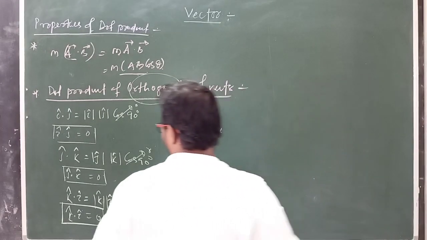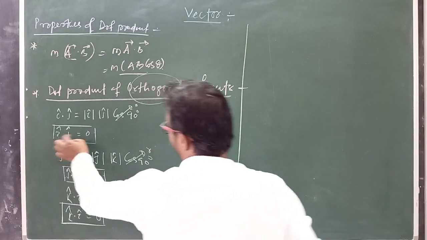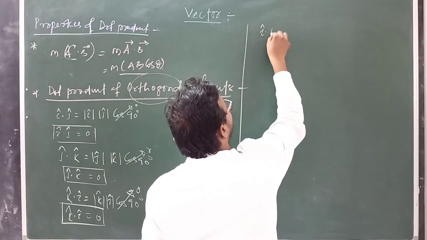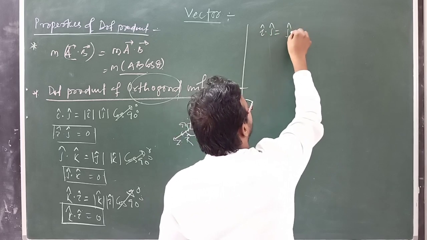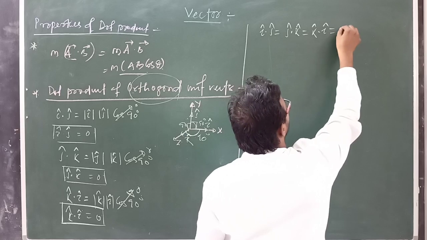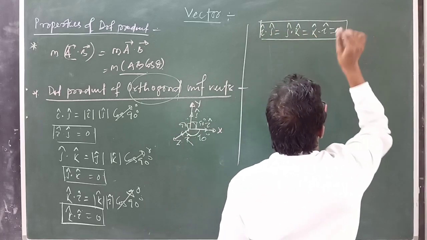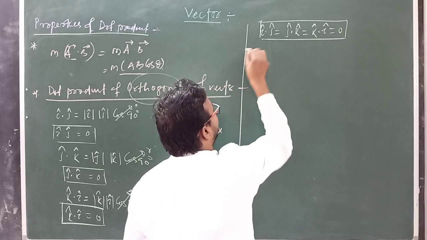So now we get here that i dot j equal to j dot k equal to k dot i, which is equal to 0, not 0 vector, only 0. So you have to remember this condition. Now I am writing another example.